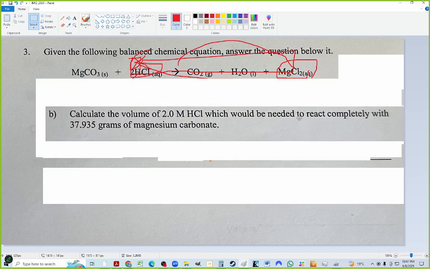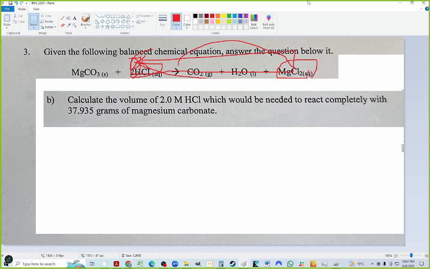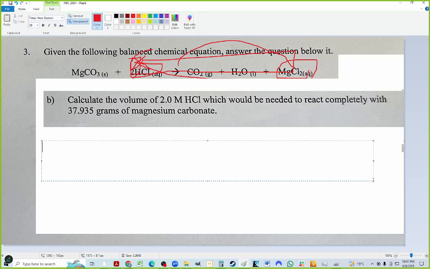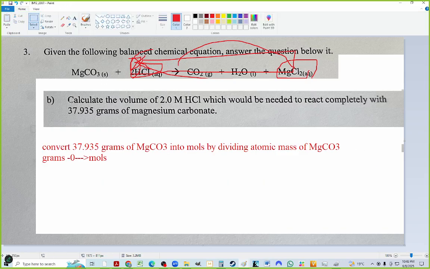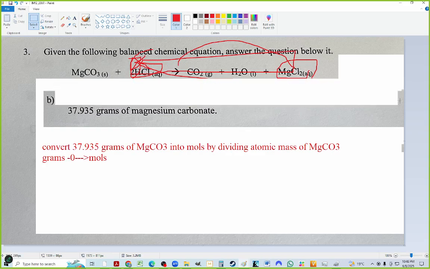This one's very similar. It's a little bit tricky because you can get hung up on the first bit of information. Instead, I want you to focus on the last bit of information. We want to convert 37.935 grams of magnesium carbonate into moles by dividing by the molar mass, atomic mass of MgCO3. So essentially, grams to moles. So that's why I'm saying don't get hung up on this part. Focus on that part.